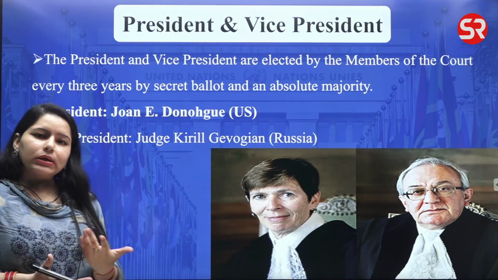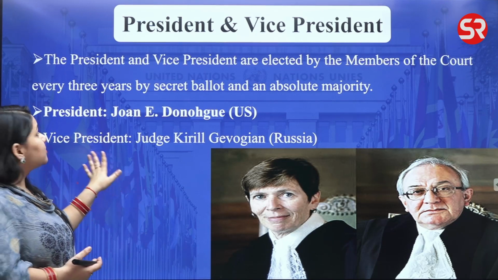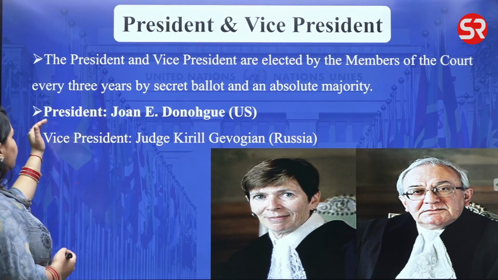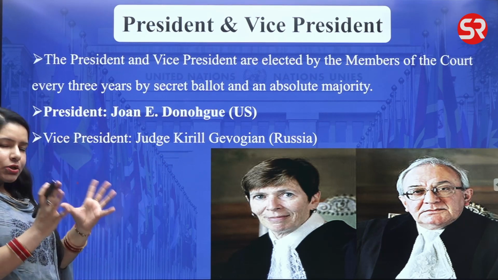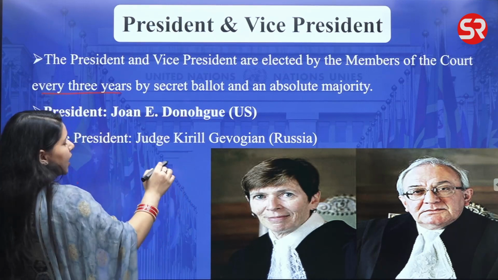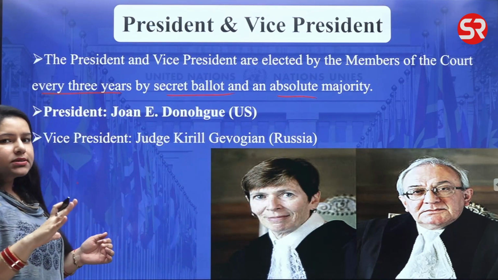So like all other organs of the UN, the ICJ also has a president and vice president. The president and vice president are elected by the members of the court. So the members of the court elect them every 3 years for a tenure of 3 years by secret ballot and absolute majority. Again, absolute majority is followed here.